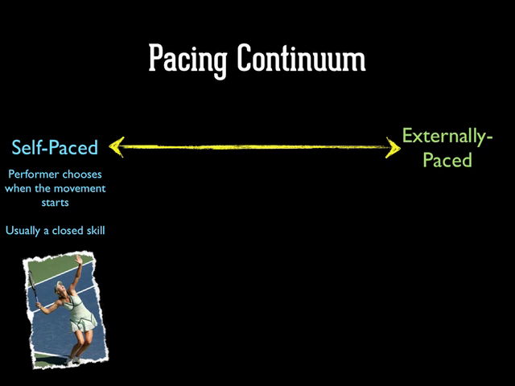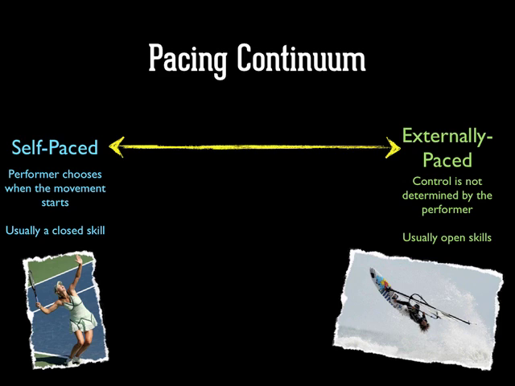Opposite to that is externally paced, so the environment affects this one a little bit more, and you are not in control of when it starts. That's the most important thing. As I say, it's usually an open skill, so it usually is affected by the environment, so the environment might affect when you start your movement. Good example of this is windsurfing. You might have to wait for the wind to be effective before you can actually set sail somewhere or perform some sort of surfing technique, as this picture shows.